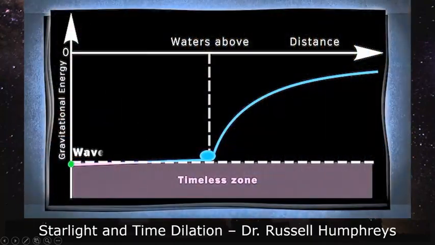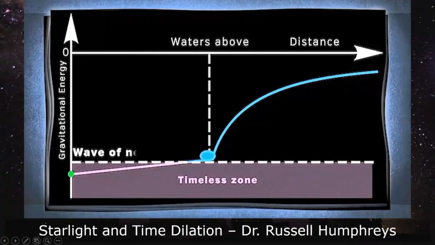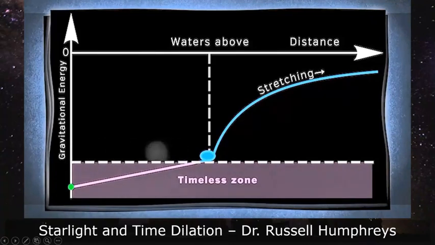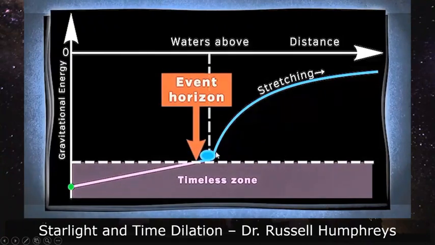So here we are starting the action just after God has made the dent deeper with the stars, and now we're going to apply stretching and pull all of that up. I want you to keep your eye on that vertical red arrow that's labeled event horizon. Things to the left of the event horizon are going to have no clocks ticking. They're going to be in the timeless zone.